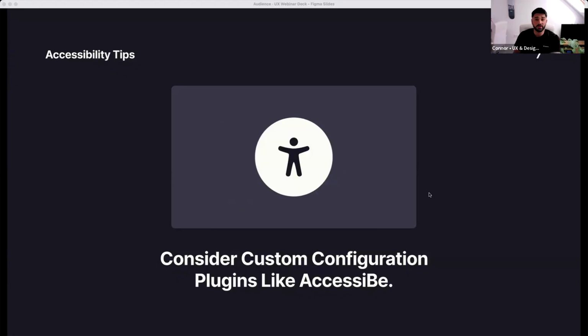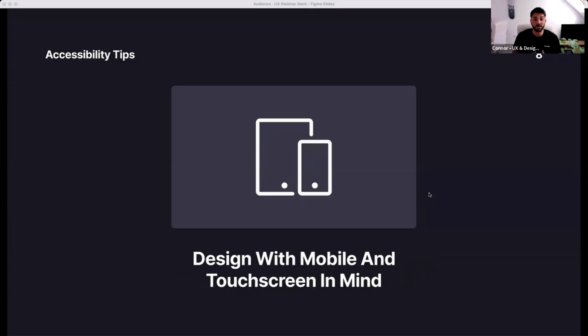You can also consider configuration plugins like Accessibility. We partner with Accessibility, but there are also others out there, and it's just a really simple way for anyone accessing the site to configure the site settings to the needs that they require, and it's just a really quick and simple win. And of course, design with mobile and touchscreen in mind, which leads me nicely on to my next point.